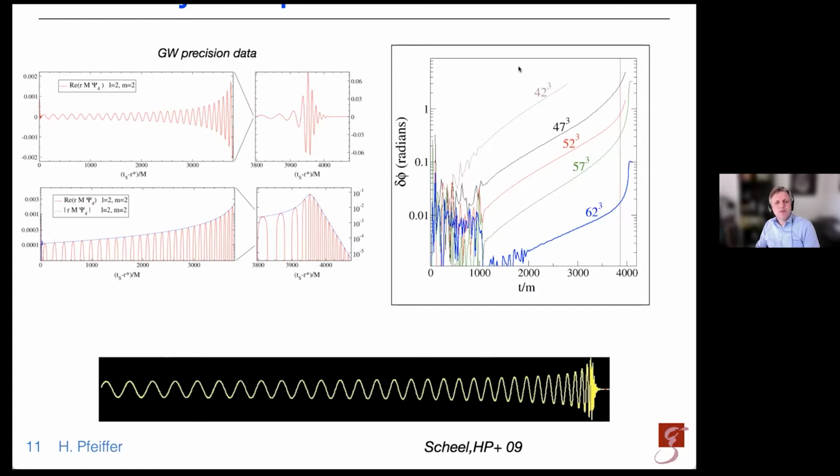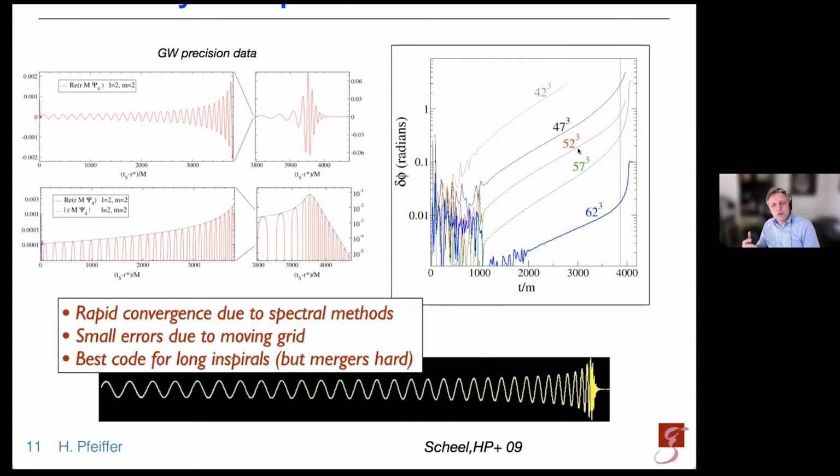Low resolution, meaning about 40 basis functions per dimension, gives us errors of about 1 to 10 radians. Cranking up resolution by only a factor 1.5 gives us an accuracy of about 0.1 radians in the merger and about 0.01 radians during the in-spiral. It's this really fast, exponential convergence that is afforded by using spectral methods. This is enhanced by the small errors we have because of the moving grid approach that avoids advecting black holes through the grid, which would increase errors as well. Combining both together, we have this really nice code that can handle quite long in-spirals, but has a more difficult time near mergers.